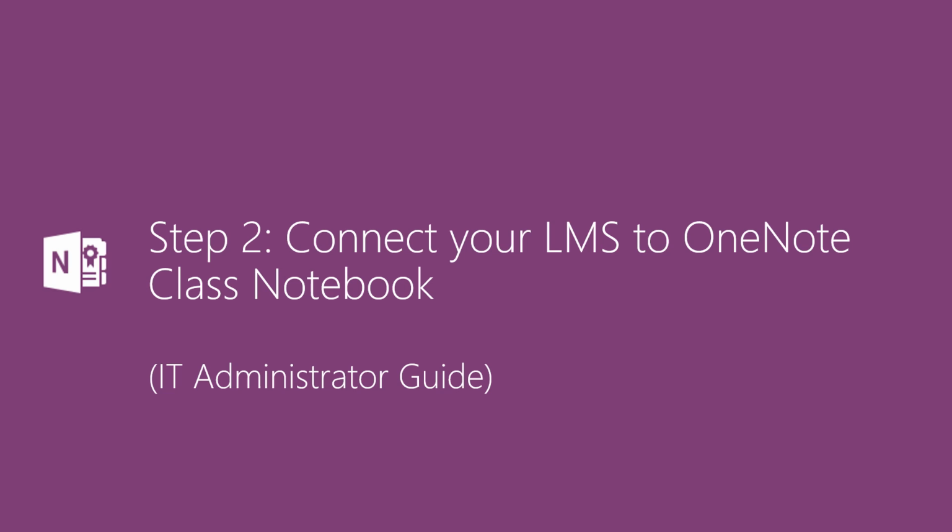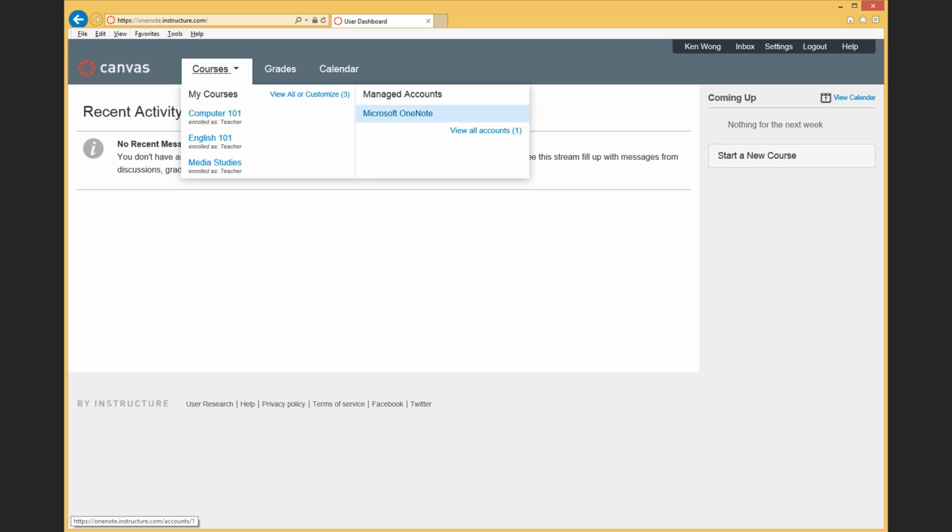The next step is connecting your learning management system to OneNote Class Notebook. This section will show you how to connect your LMS at the account level. You must have the administrator role in your LMS to be able to do this. Log into your Canvas LMS. Next, click on the Courses menu. Under Managed Accounts, click on the account where you'd like to use OneNote Class Notebook.